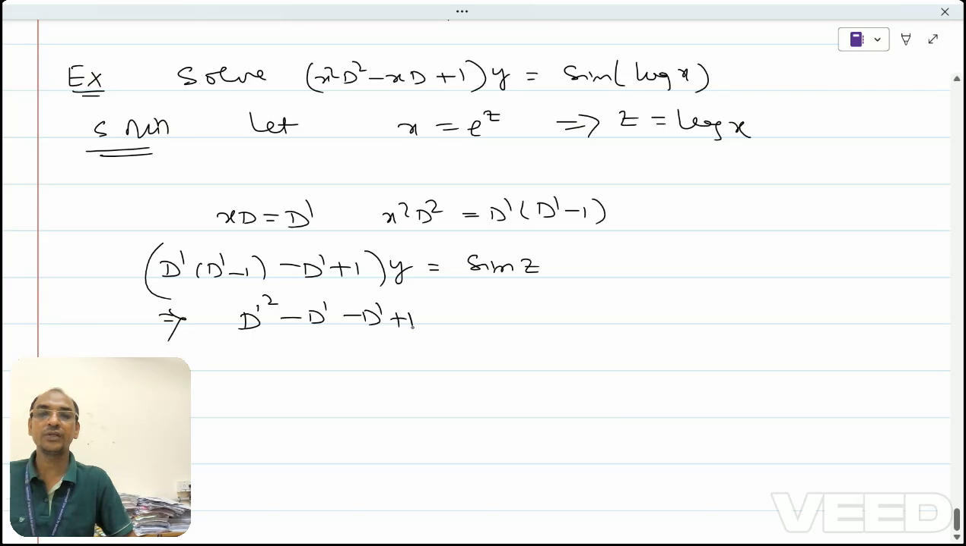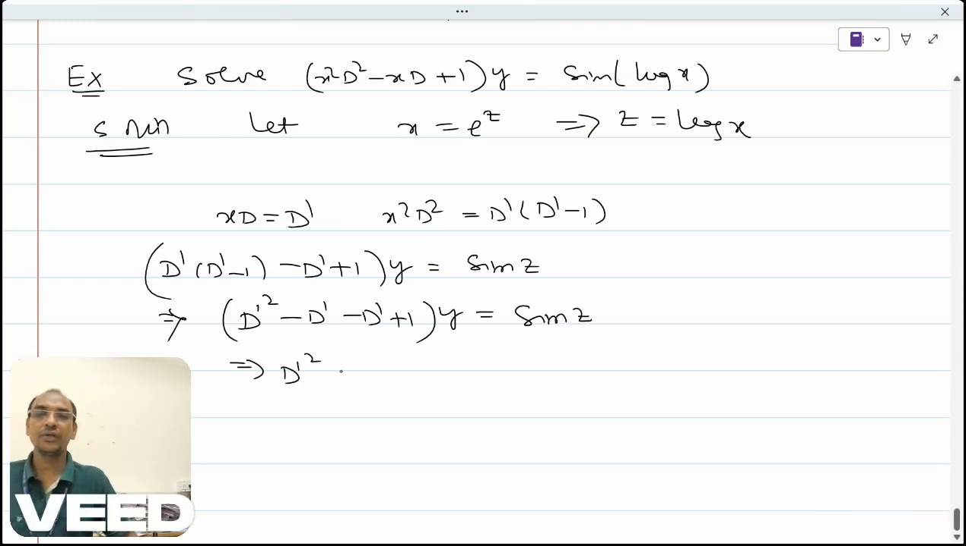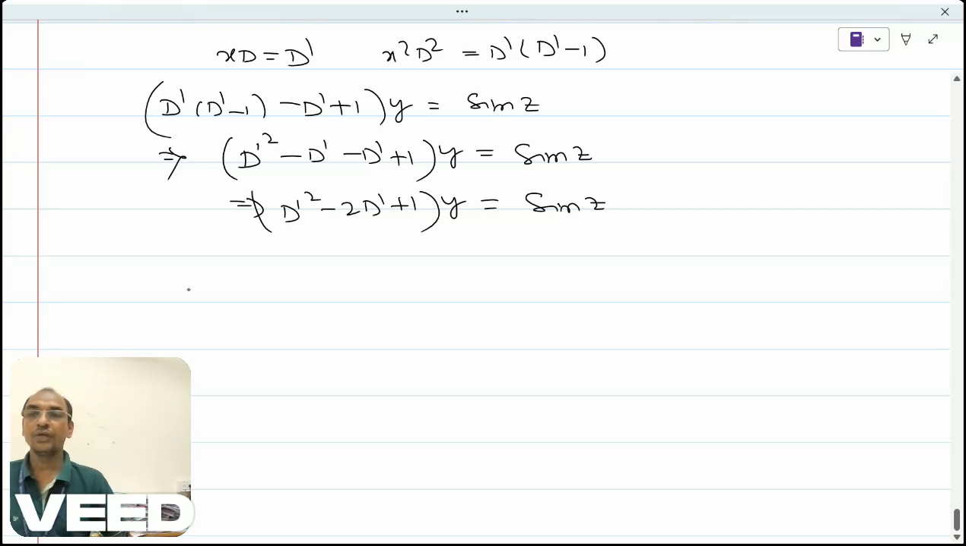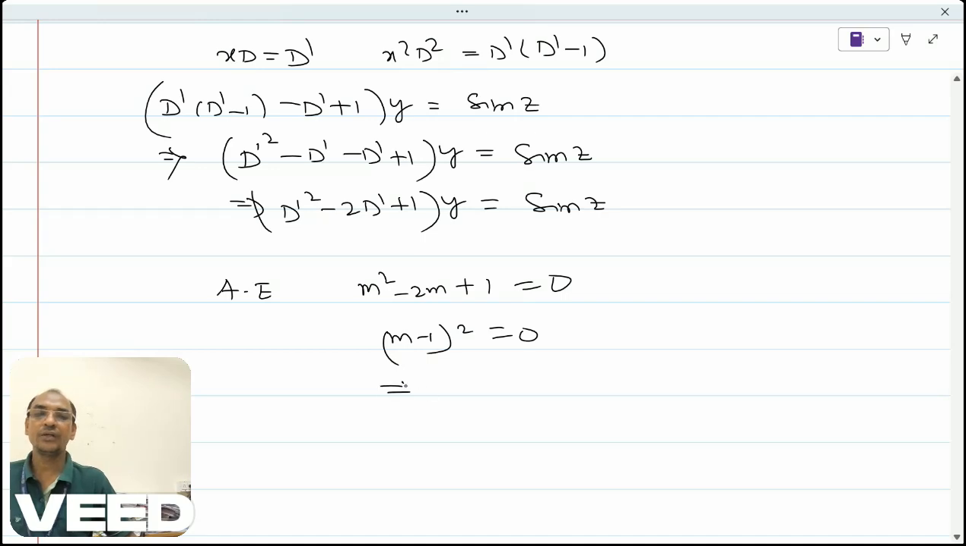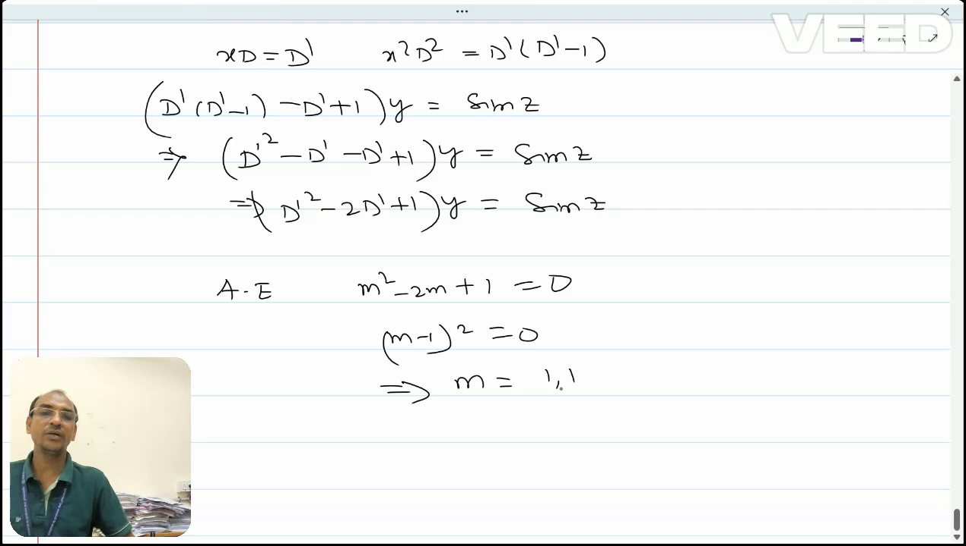And what we will get here: D dash square minus D dash minus D dash plus 1 of y equal to sine z, that is D dash square minus 2D dash plus 1 of y equal to sine z. Now this is a constant coefficient differential equation, so we can have the auxiliary equation as m square minus 2m plus 1 equal to 0, and m minus 1 whole square equal to 0. That means m equal to 1, 1.